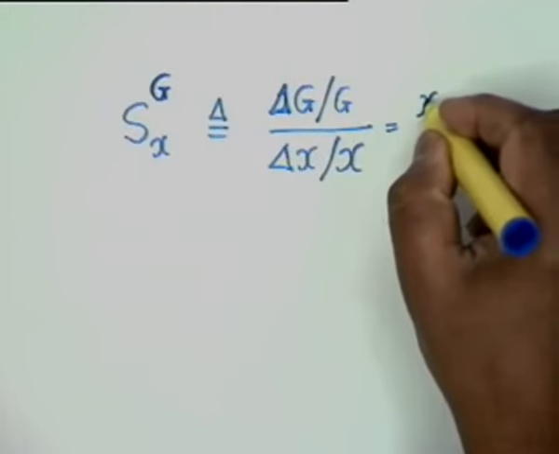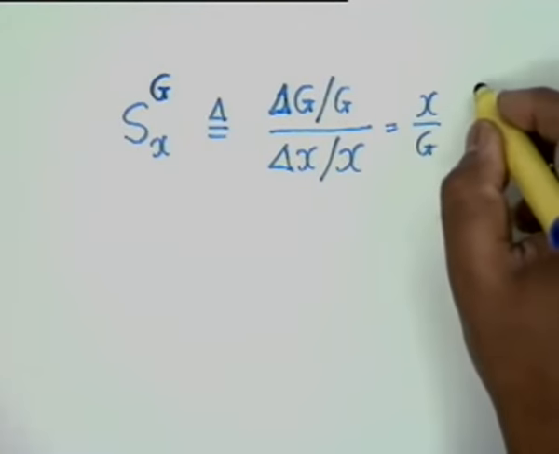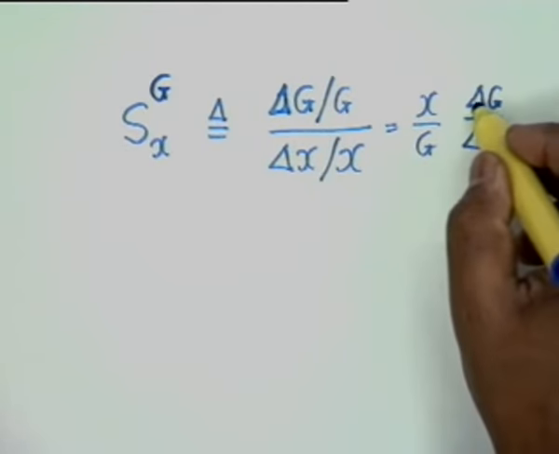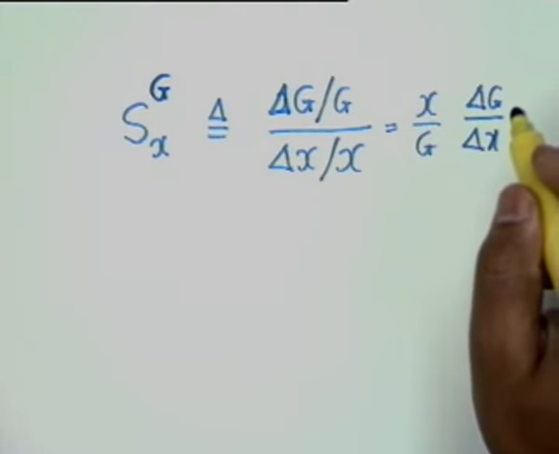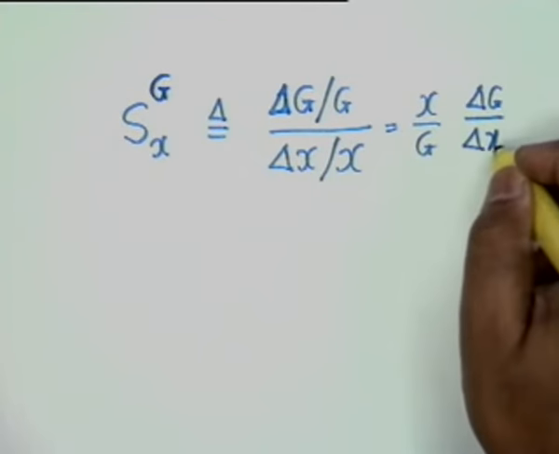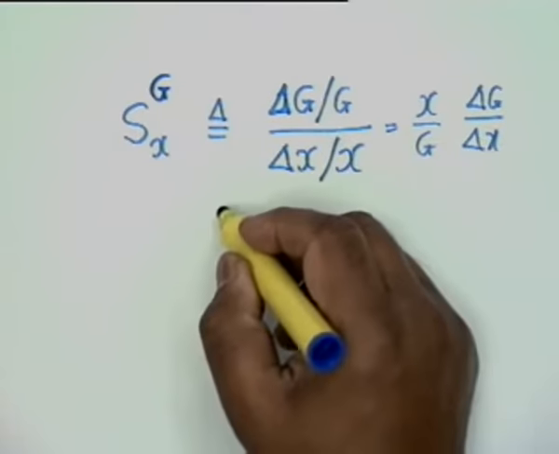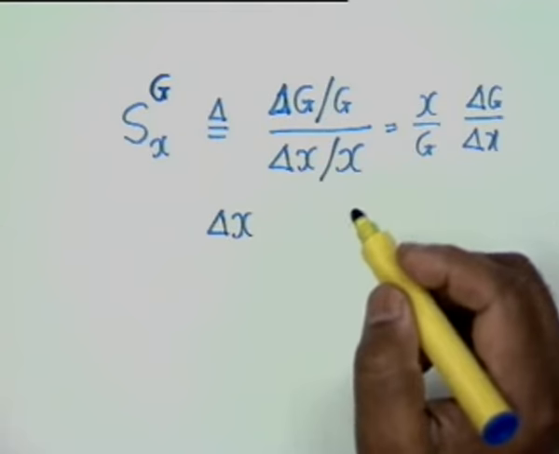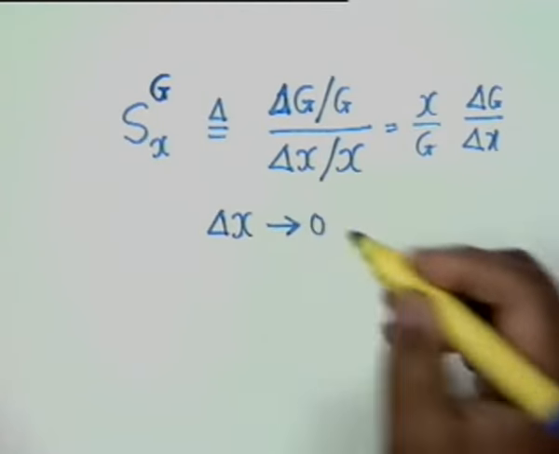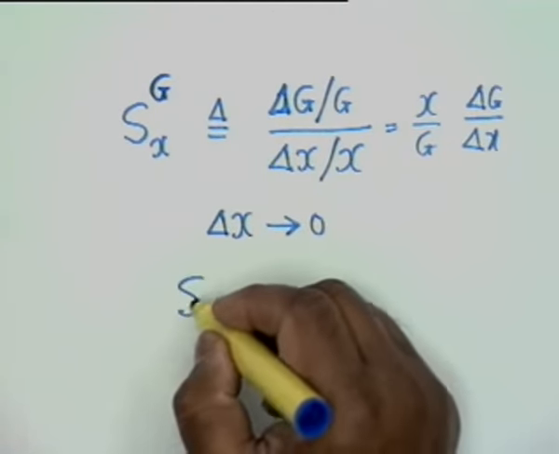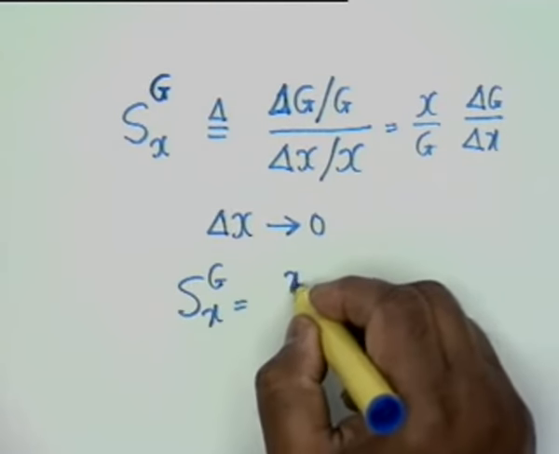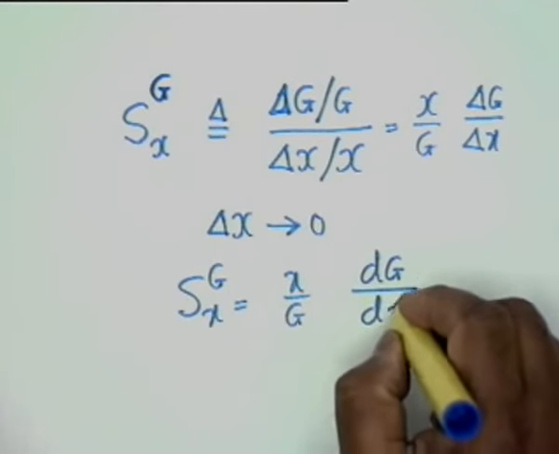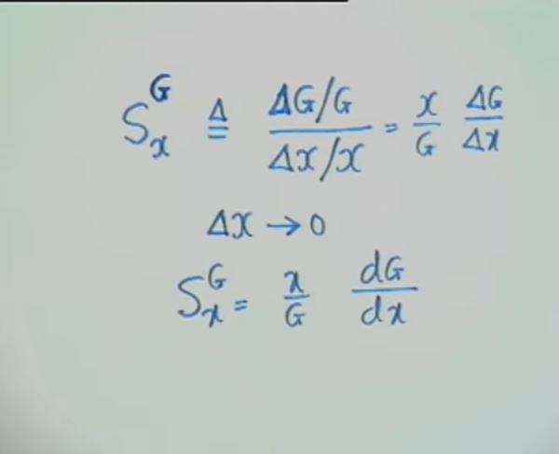Now as you can see, this can be written as X by G, delta G by delta X, and this delta G is a finite change, delta X is a finite change. Usually we find it convenient to make delta X infinitesimally small, delta X tends to 0. Then obviously S G X would be X by G, differential coefficient of G with respect to X, and this is the measure that is very widely used.